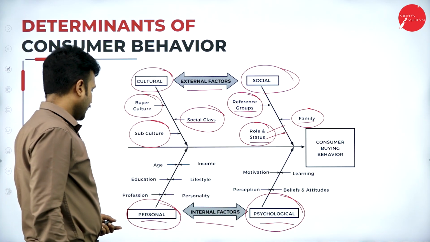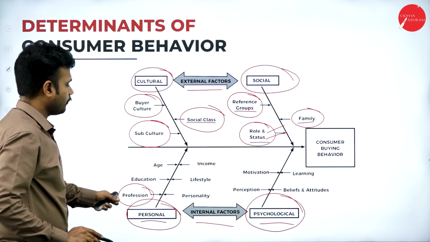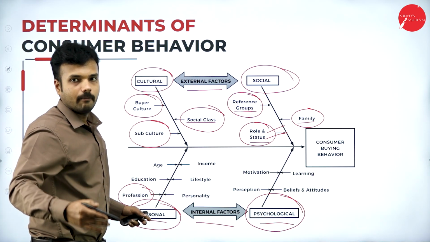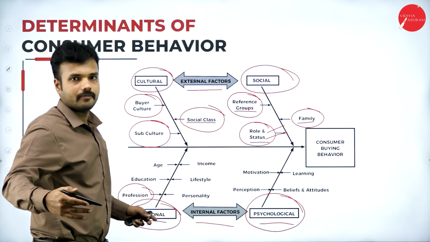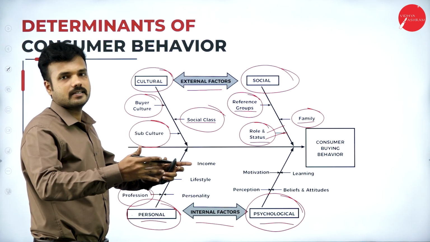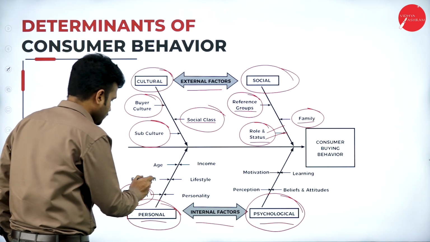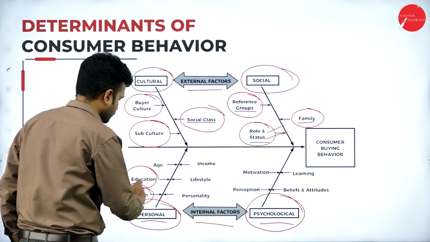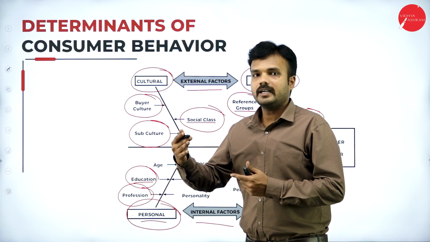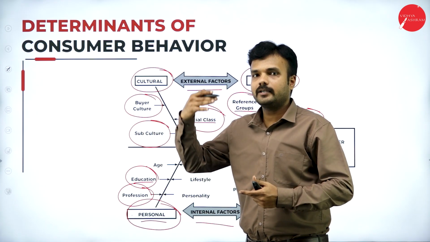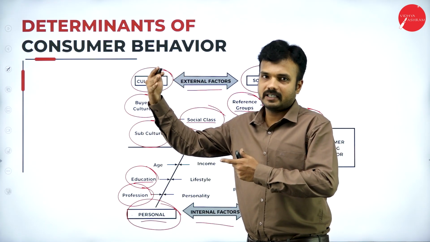In terms of personal factors, it may be profession. As per their profession, they make a purchase. There is a lot of difference between a professor purchasing a car and a common man purchasing a car. The next one is education. The need of a student in 12th standard is completely different compared to a student of a master's degree.